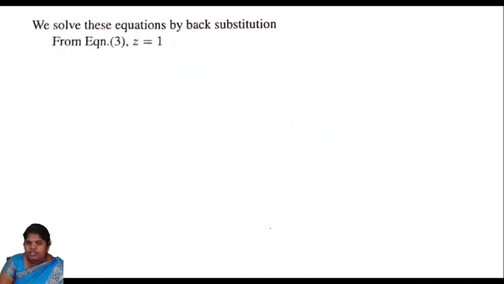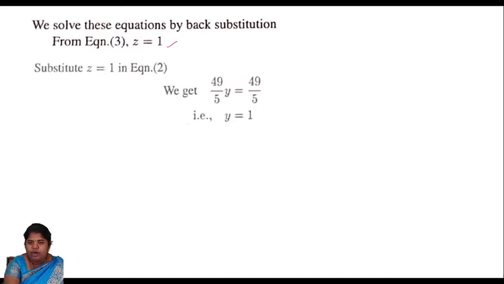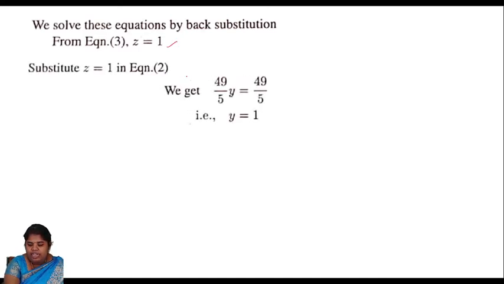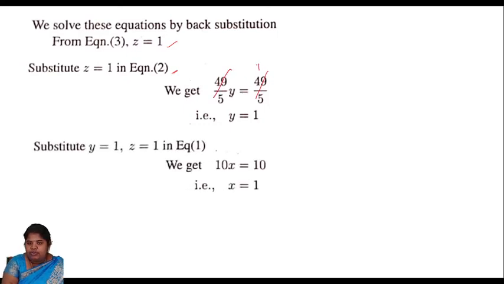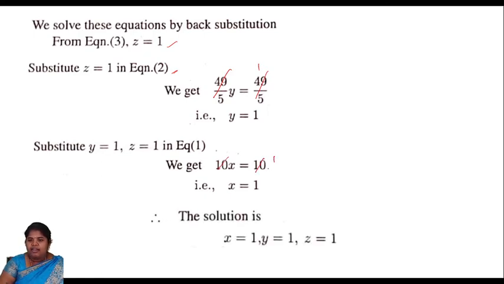So by back substitution, from equation 3 we get z equal to 1. Now if we substitute z equal to 1 in equation 2, we get 49 by 5 y equal to 49 by 5. So cancelling, we get y equal to 1. Now substitute y equal to 1 and z equal to 1 in equation 1. We get 10x equal to 10, or x equal to 1. So the values of x, y and z are 1, 1 and 1. This is the final answer. The solution for the given set of equations is 1, 1 and 1.